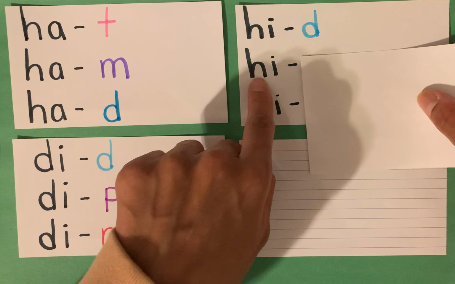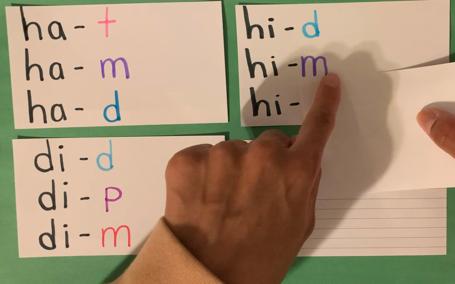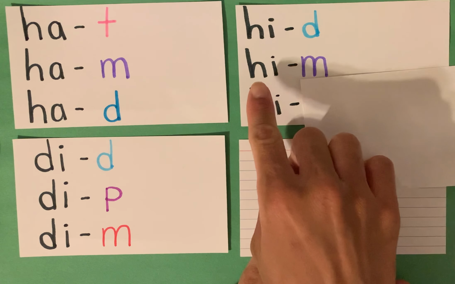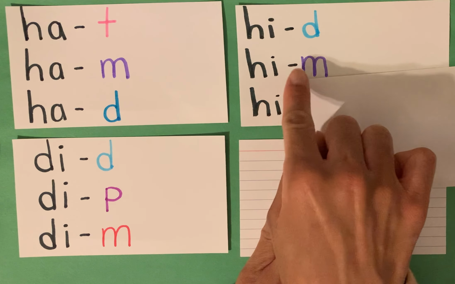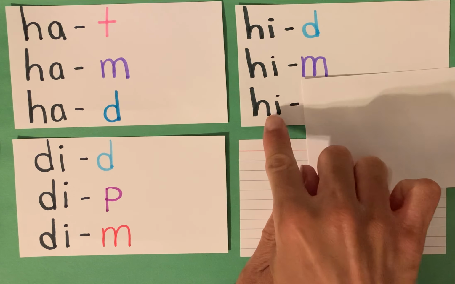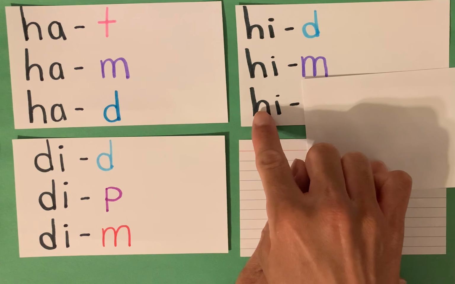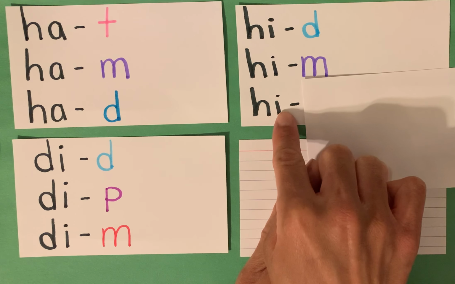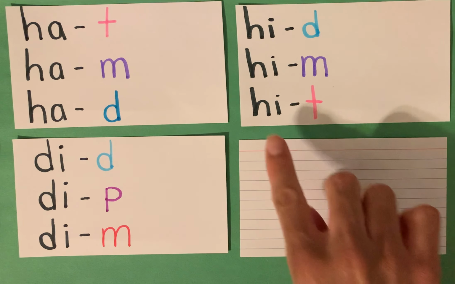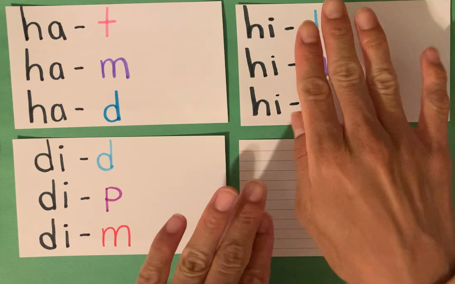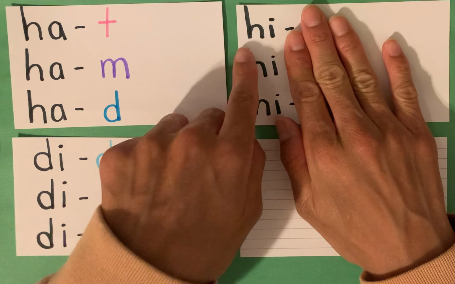I. Him. Him. Can you try now? I. Him. Him. Our third word now. Hit, hit, hit. Now, we're going to try one more time.